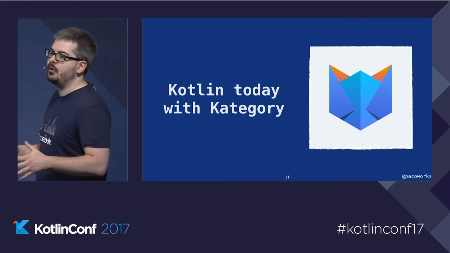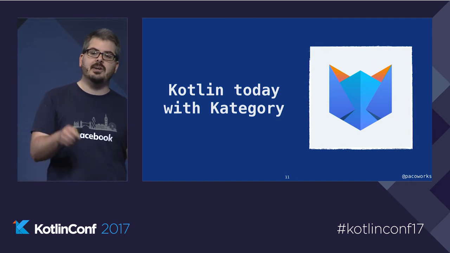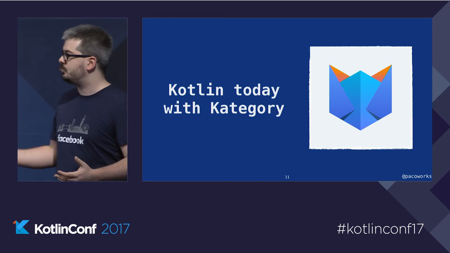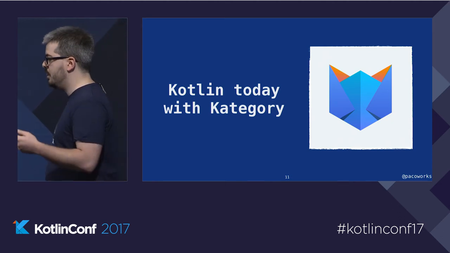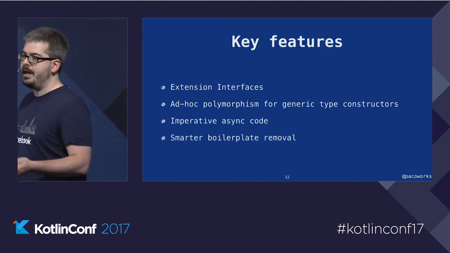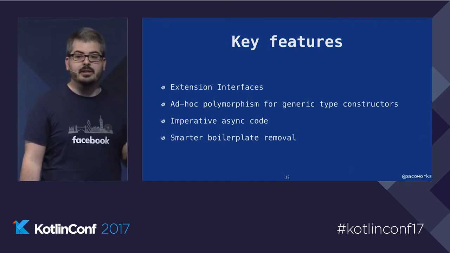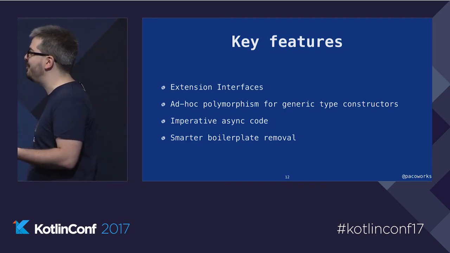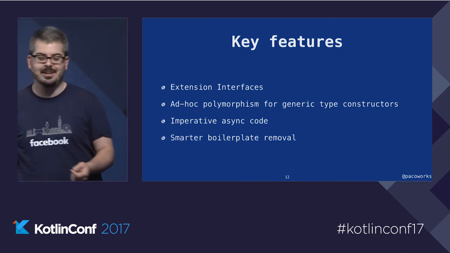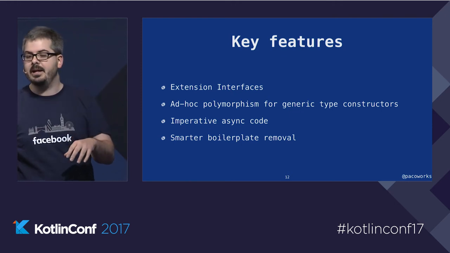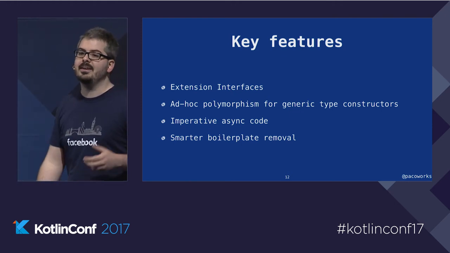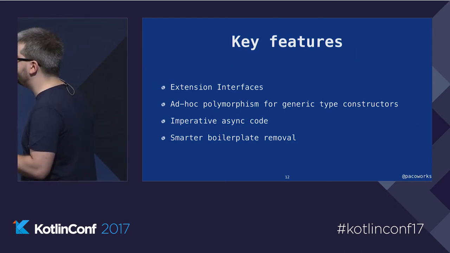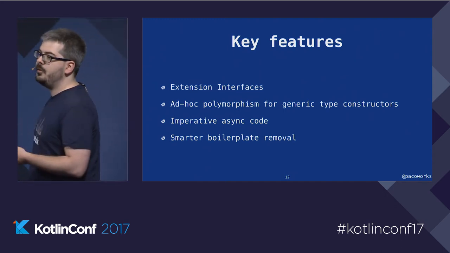What we're trying to do is to bring you closer to the same abstractions and the same constructs that are available in other functional programming languages. So the key features that we're going to be talking about today are extension interfaces, ad hoc polymorphism for generic type constructors, which I'm going to be breaking down in a minute, imperative async code, and smarter boilerplate removal. So let's go through them one by one.